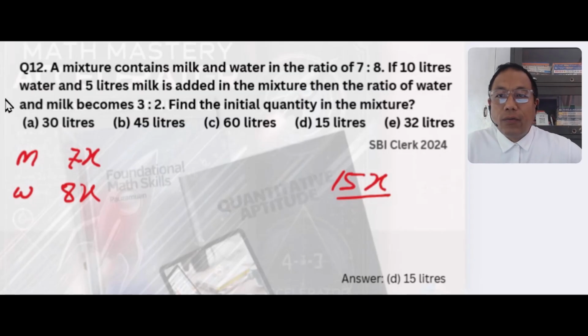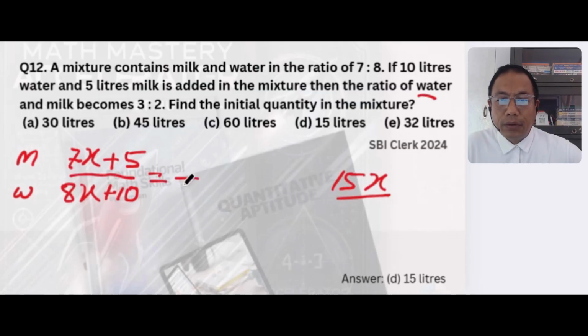If 10 liters of water and 5 liters of milk is added in the mixtures, water is 8x plus 10. Milk is 7x plus 5 liters of milk is added. 5. The ratio of water to milk. Here, don't confuse it. Water is first. The first one is below here. 3 must be below 2. 3, cross multiply.